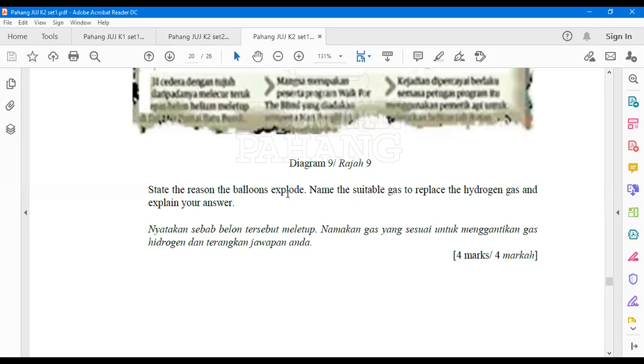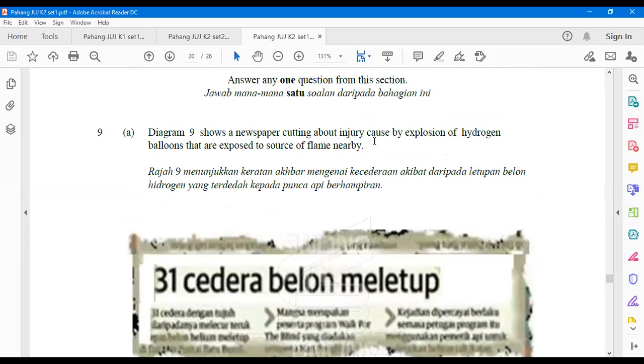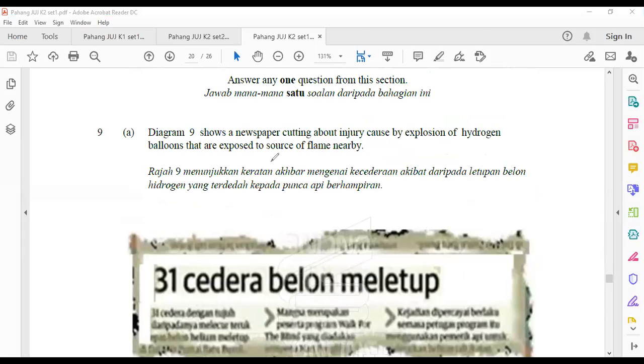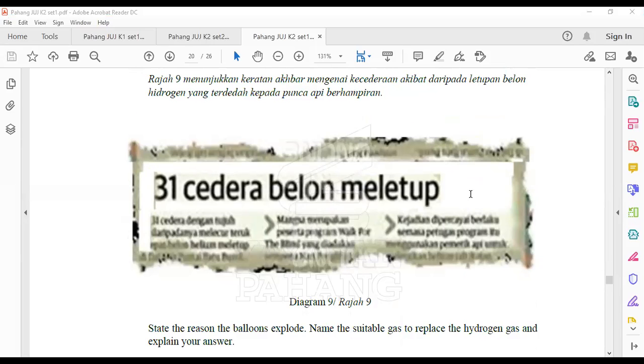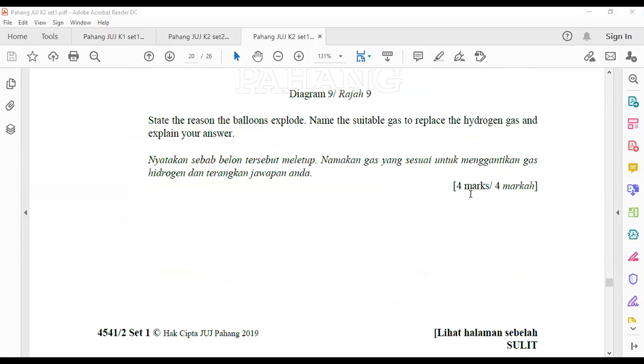Now, can anyone tell me why the balloon explodes? And what is the keyword of the question actually? Did you see? They say that it is exposed to the source of flame nearby. When it is exposed to the source of flame nearby, that means there is heat. And we know that hydrogen gas is flammable. Therefore, your point 1, the reason why the balloon explodes: hydrogen gas is flammable.